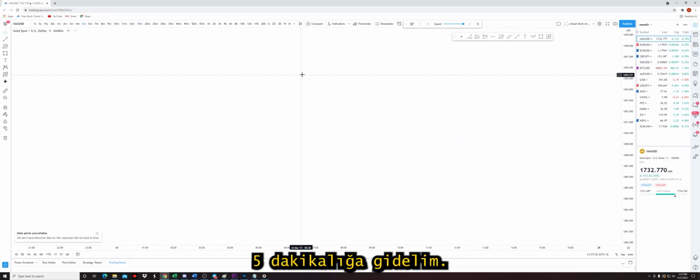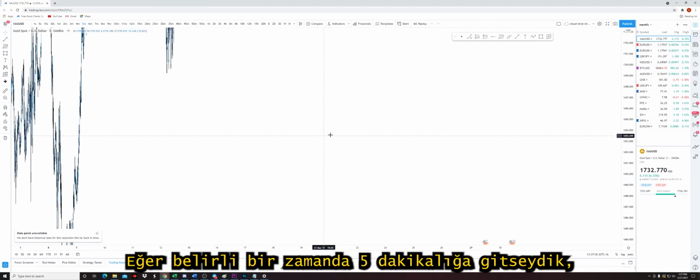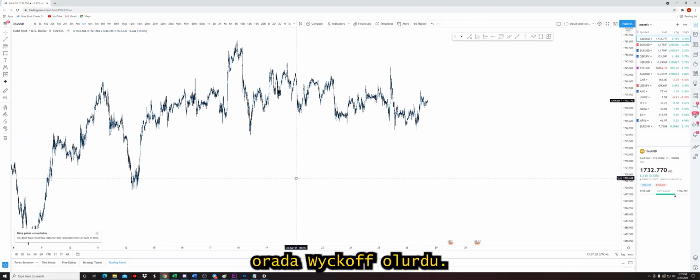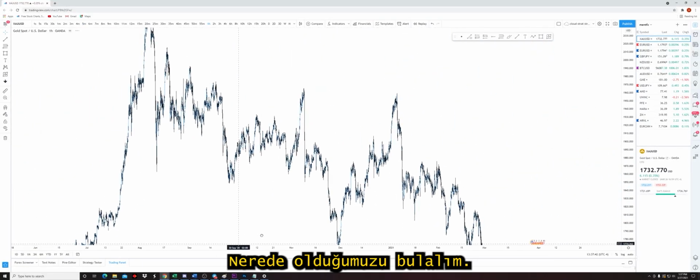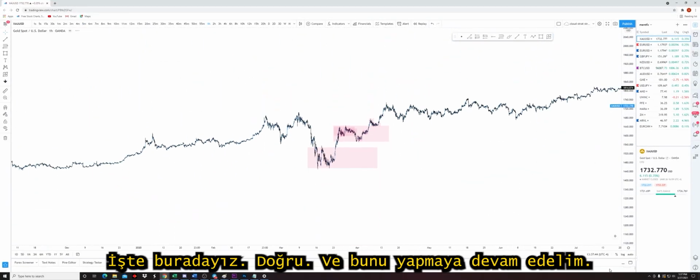We get to a 5 minute. Okay, we cannot go to a 5 minute. That sucks. Either way, if we went to a 5 minute on that specific time frame, there would have been Wyckoff. Let's go back to the 1 hour just for a second so we can keep working with this. Let's go find out where we were. There we are. Right, and let's keep doing this.